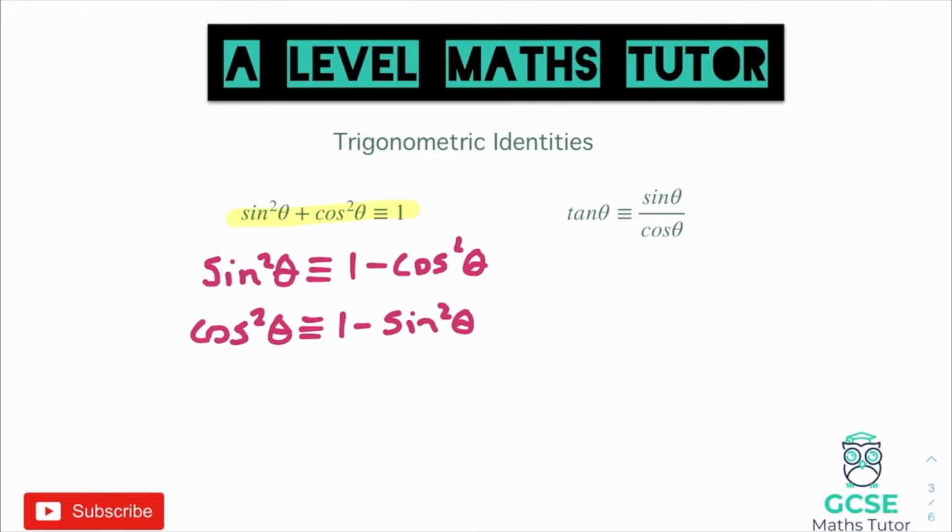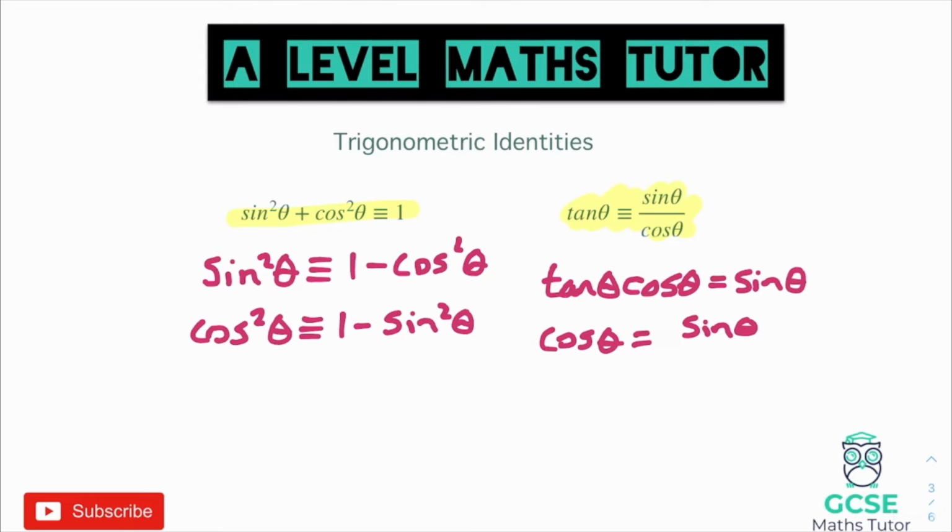For the one on the right, when we're looking at tan theta is equal to sine theta over cos theta, we can also do rearrangements of that. So if we multiply cos theta to the other side, we could also say that tan theta multiplied by cos theta, so tan theta cos theta, is equal to sine theta. And again, we could rearrange that by dividing both sides by tan theta, and we could say that cos theta is equal to sine theta over tan theta.